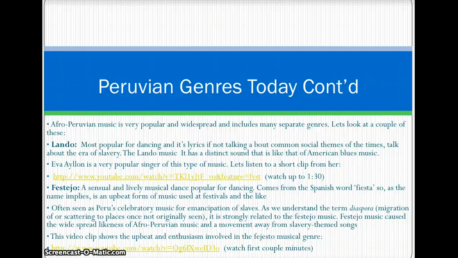And we're going to watch a video clip on this, which shows the upbeat and enthusiasm involved in the festejo musical genre.